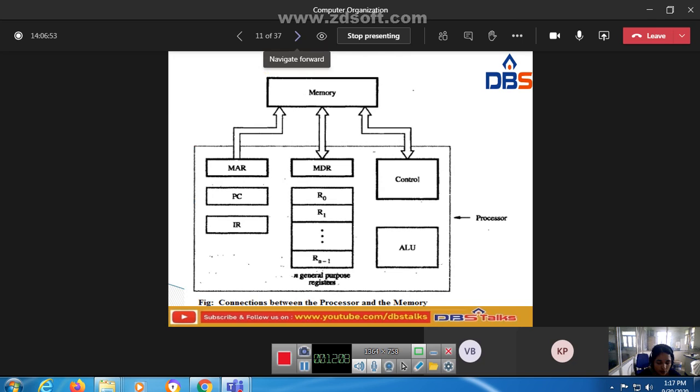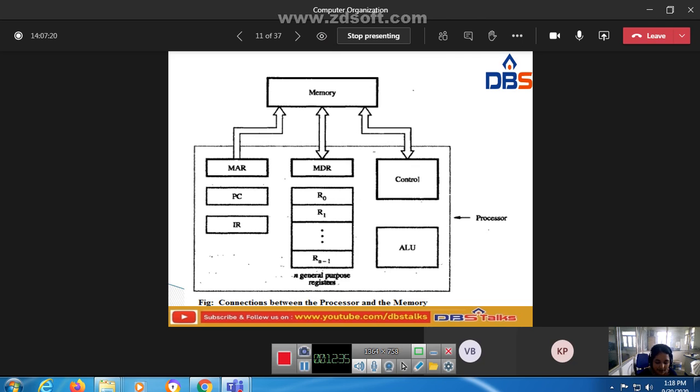Next, I have a small diagram here. This is the diagram of the connection between processor and the memory. Here in the diagram, the memory and processor are connected with each other. In addition to the ALU and control circuitry, the processor contains a number of registers used for several different purposes.